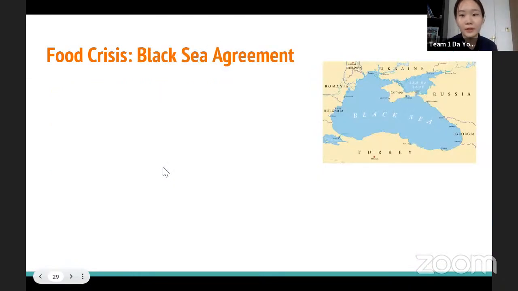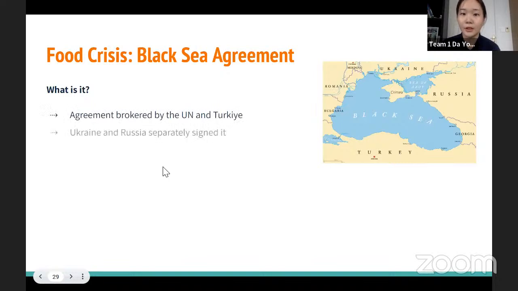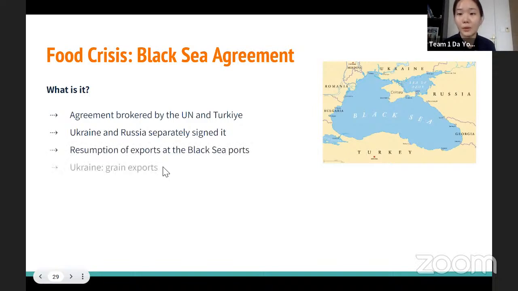A recent event in relation to the food crisis was the Black Sea Agreement. The Black Sea Agreement was carried out by the UN and Turkey, and Ukraine and Russia each separately signed the agreement. The agreement guarantees safe passage at the ports of the Black Sea, where Ukraine's grain exports mostly went through before the sea was compromised by the war. Russia would also resume the export of food and fertilizer.